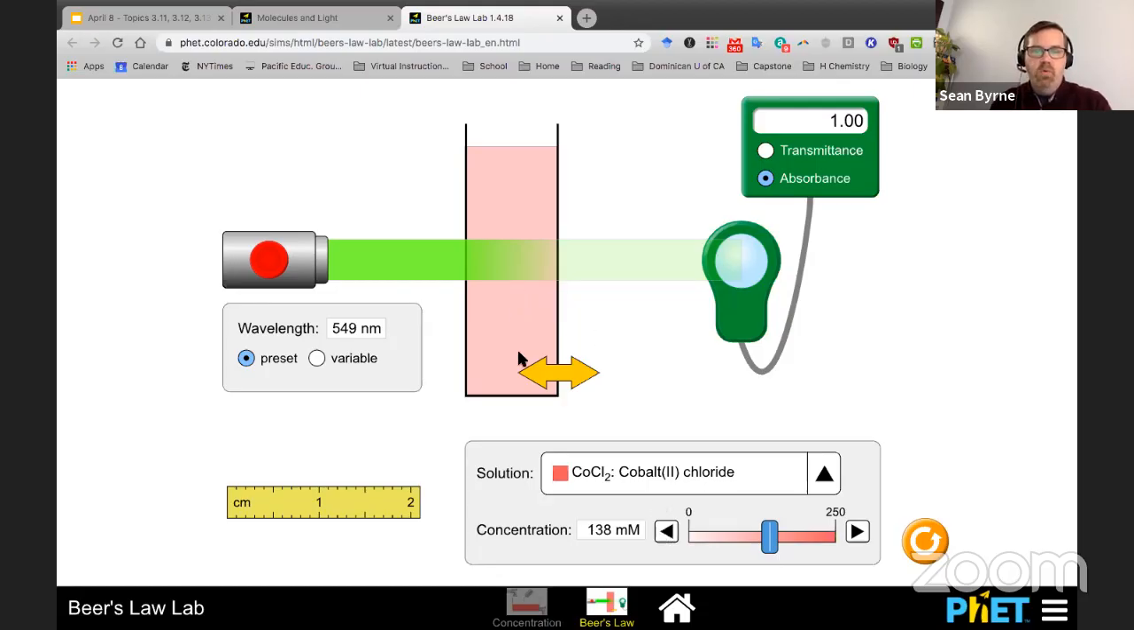What we would notice if we increase the length of this, right, more of the solution, more of the light is absorbed because we have more solution here. And if we decrease the length of this, we would see that less of the light is absorbed, which seems to make sense because there's less particles in here that would be absorbing this light and preventing it from getting over to our detector that is over here.